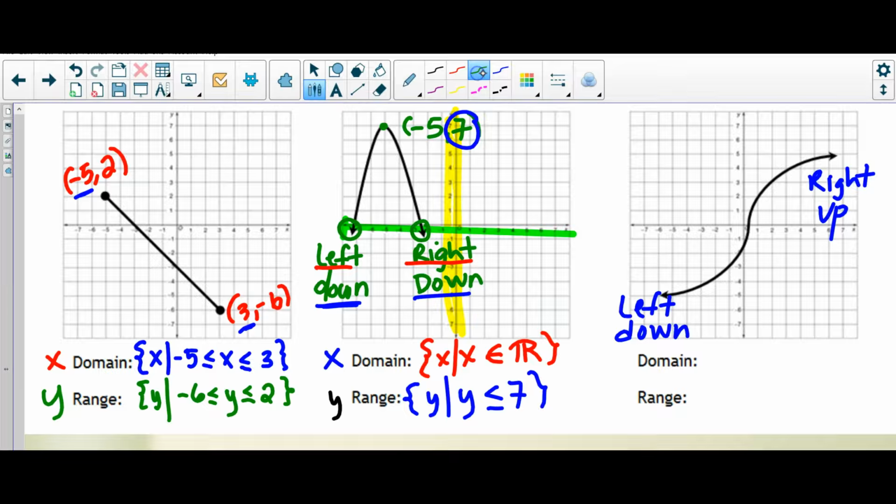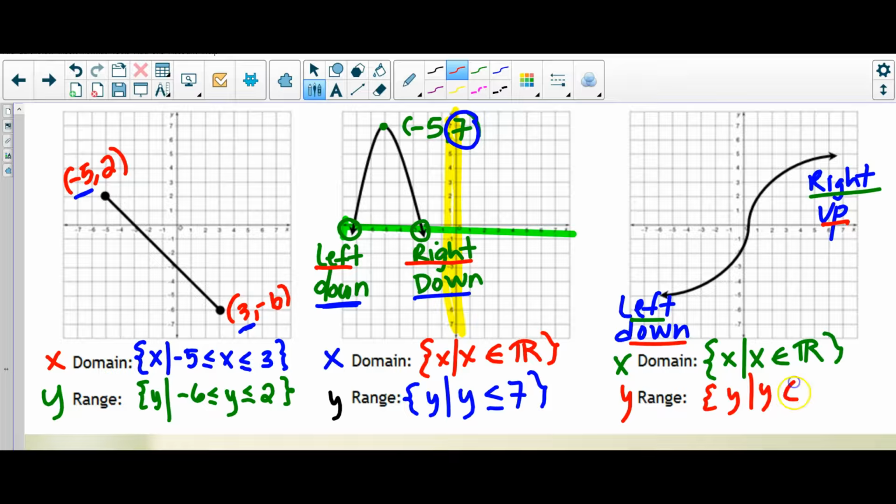Okay, so let's look at domain. Domain is x values, which have to do with left and right direction. So if I'm going all the way left and all the way right, that means that x is an element of all real numbers. Range has to do with y, and the directions of up and down. So if I'm going all the way up and all the way down with no restrictions, that means that y also includes all numbers, and we write that as an element of all real numbers. All right, let's just do a few more of these.